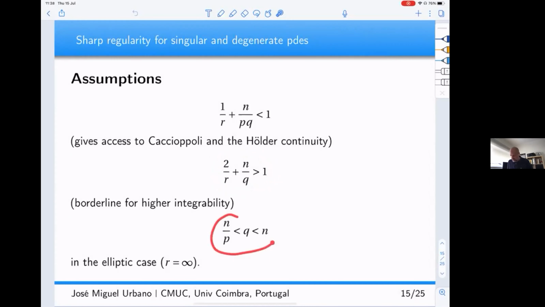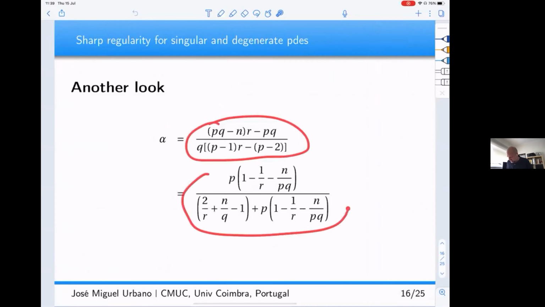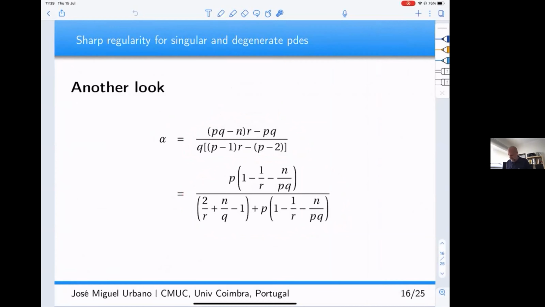In the elliptic case, these two conditions amount to this, which is probably very familiar to people working with degenerate elliptic equations. And if you have these two restrictions in mind, then you understand a little bit better the exponent alpha, because you can rewrite it in this form. So believe me, this is precisely equal to this if you do the computations. And with these assumptions, you have that this quantity here is positive, and so is this one. And then you see that this alpha is positive because everything is positive here, and is, of course, less than 1 because the denominator is larger than the numerator in this fraction. So you get a legitimate Hölder exponent between 0 and 1.